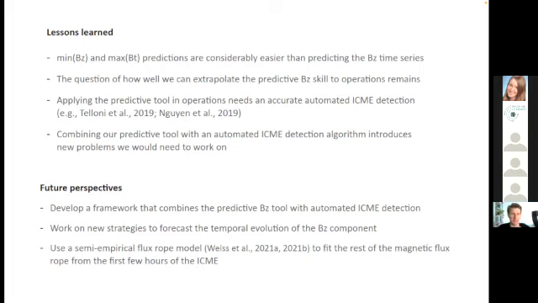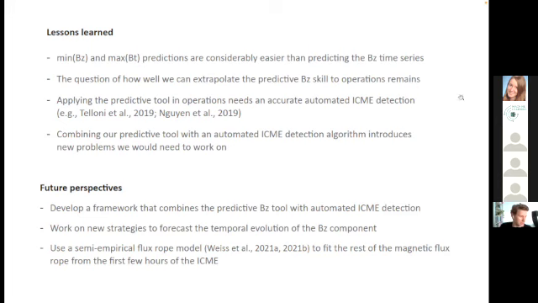So one promising avenue might be using the semi-empirical flux rope model that was developed by Andreas Reiss at the IWF Graz. So the idea would be to fit the rest of the magnetic flux rope from the first few hours of the ICME. One advantage of the model by Andreas is that it's super fast and you can produce a large ensemble of solutions. And so the idea would be that if we see the first few hours, this could help us then to narrow down the number of possible ensemble solutions that can give us then really the temporal evolution of the magnetic obstacle.